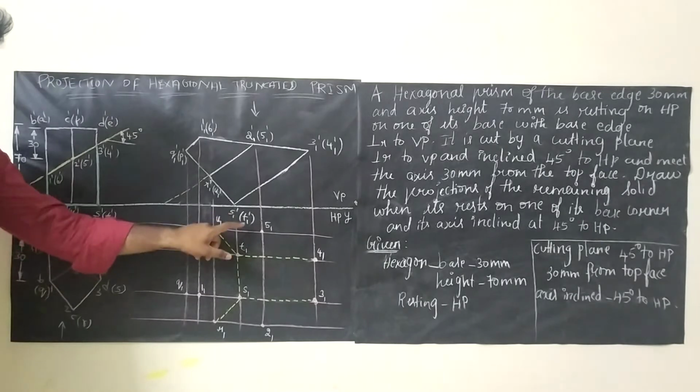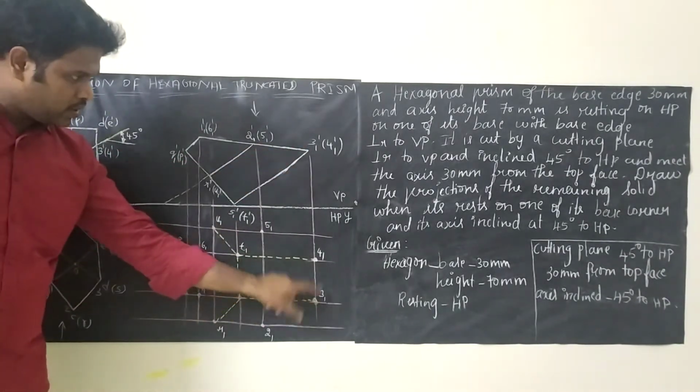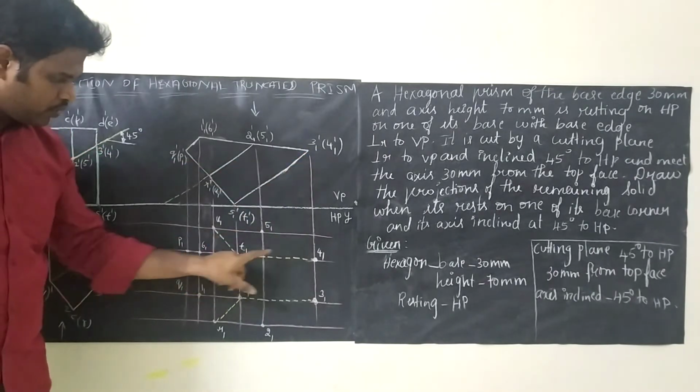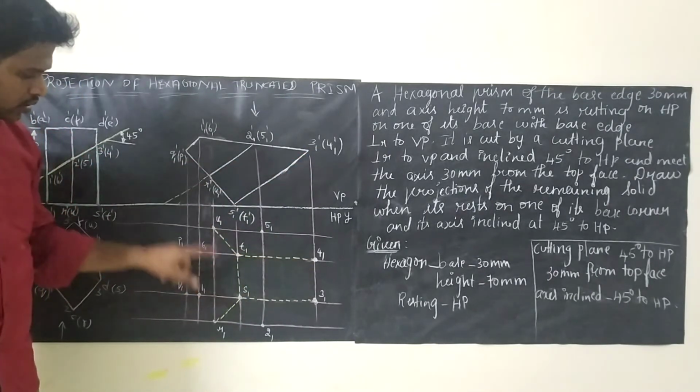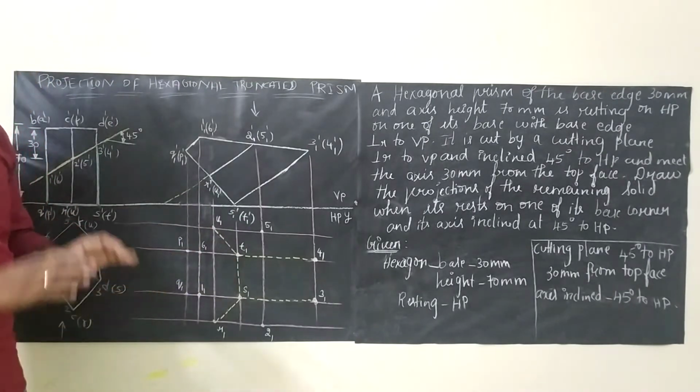So S to T is hidden, and S to 3. S1 to 3 1 is hidden. T1 to 4 1 is hidden. S to R is hidden. T to U is hidden. So only these are hidden lines.